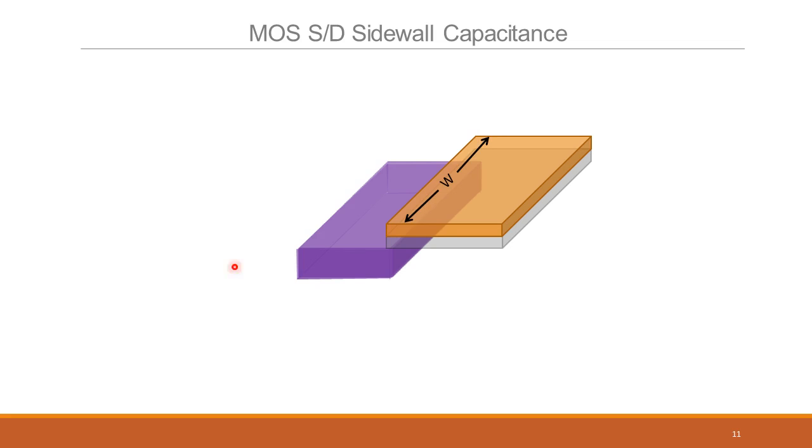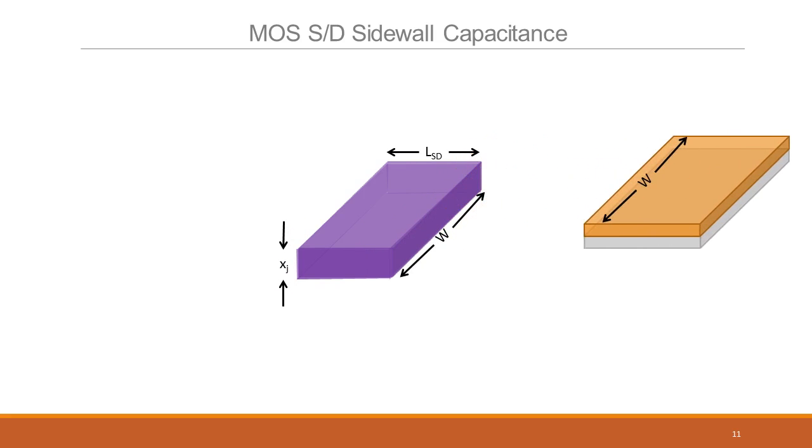Okay. The width of the gate, let it be W. The length of the source drain implant, not the length of the channel, is L sub SD, and let the junction have a depth of XJ. So I'm just drawing the physical attributes of the source drain junctions itself. We'll just remove the gate oxide, and we can see now this width is W, length is LSD, and junction depth is XJ.